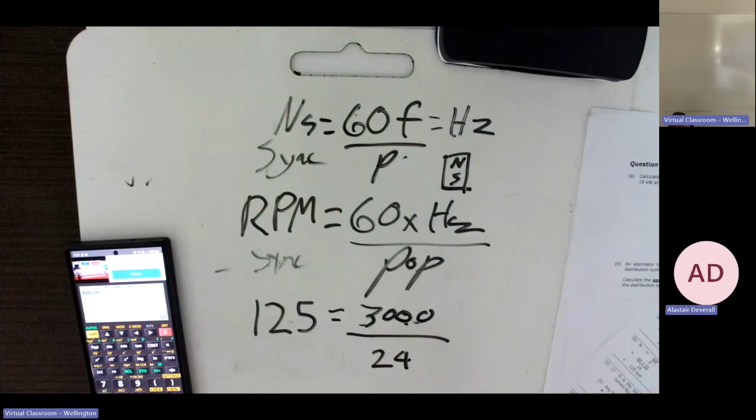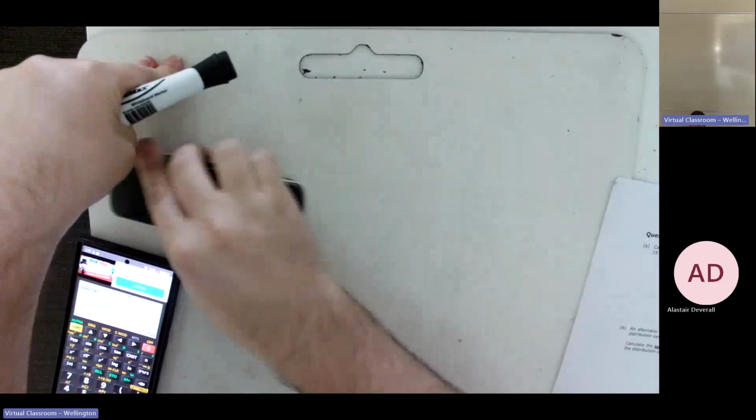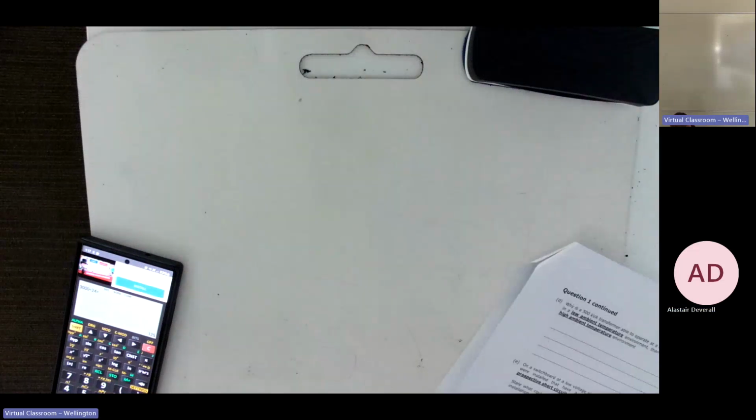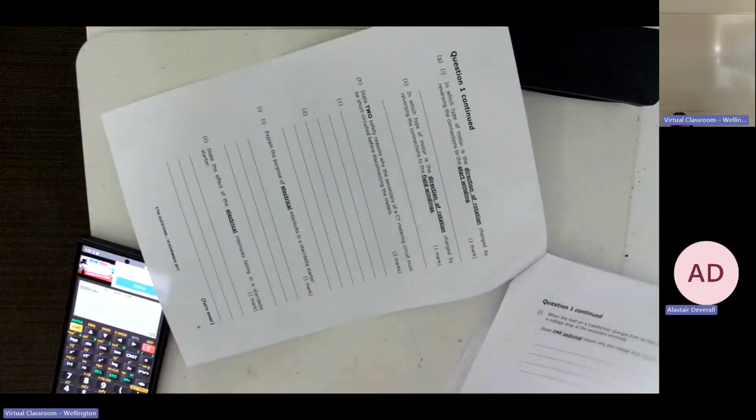Now, carrying on with the maths section of the paper, we move on to question 2. First, wipe this out. Question 2. We'll return to theory questions later on. This is a maths class, essentially.